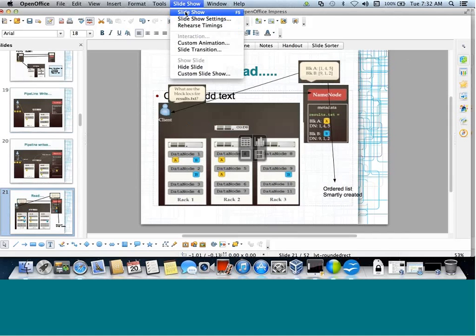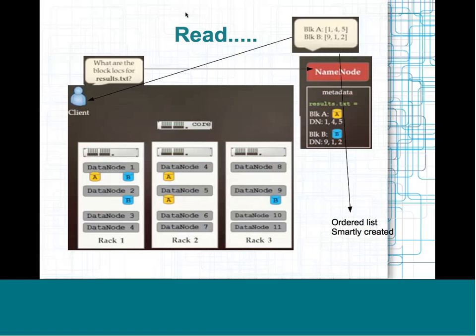Now, the algorithm for read is also not very different. What happens? The client says that I want to read results.txt. Please give me the blocks. Is it clear? This is the request. Because if a client wants to read a file, he will talk to the name node and get the blocks. So here the name node responds back: this file has been split into two different blocks, block A and B. Block A is present on 1, 4, 5. Block B is on 9, 1, 2.